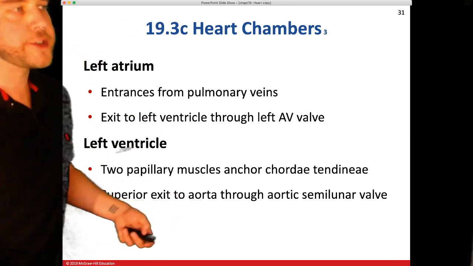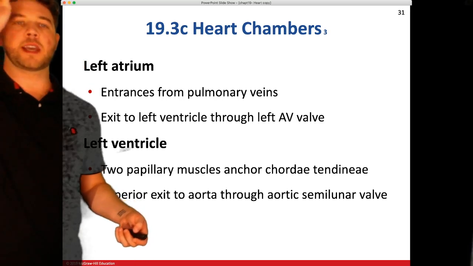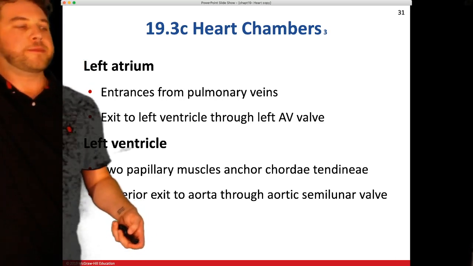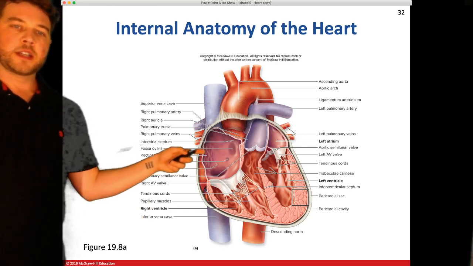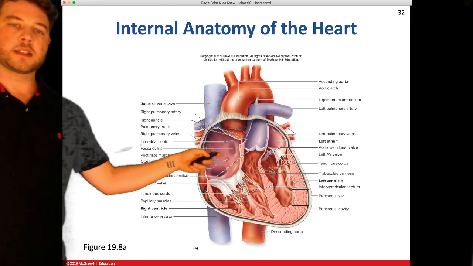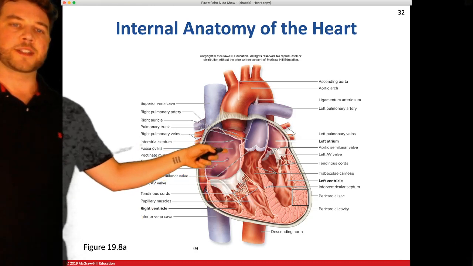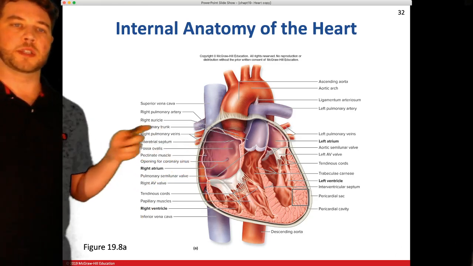So the semilunar valves are going to be leaving the heart. The AV valves regulate movement through it. There's some internal anatomy if you want to look at it. That little hole is the coronary sinus. This larger one is the fossa ovalis. You will need to know those for lab.